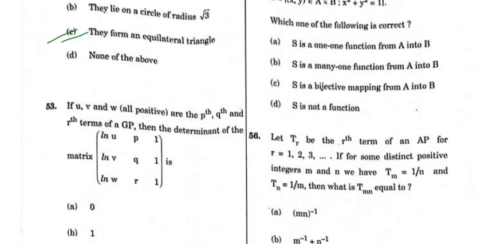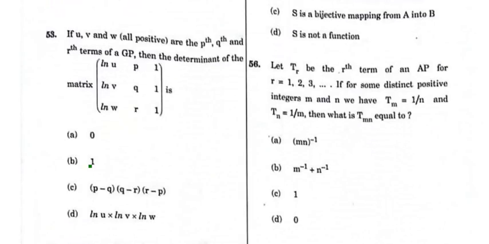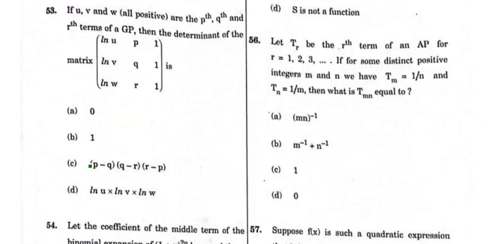Next question is, if U, V and W, all positive, are the pth, qth and rth terms of a GP, then what is the determinant of the matrix? This is the matrix which is given. You have to solve this question and you will get the right answer. So the right answer is A, 0.